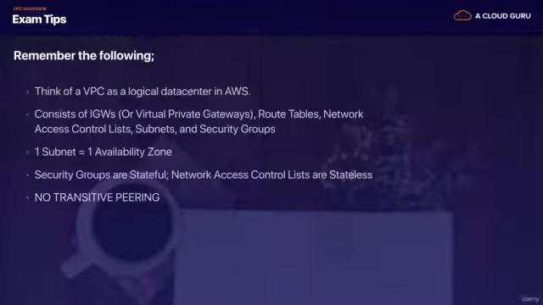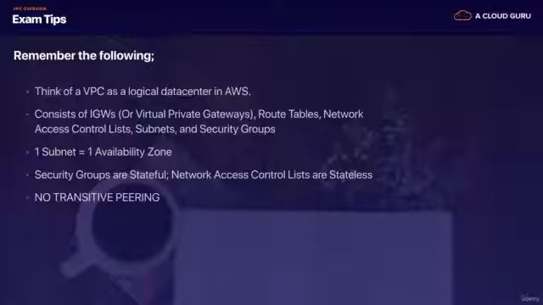I want you to think of VPCs as a logical data center in AWS. It consists of IGWs, so internet gateways, or virtual private gateways for VPNs, and then route tables, network access control lists, subnets, and then security groups. One subnet always equals one availability zone, so 10.0.1.0 will be in US East 1A, for example. 10.0.2.0 might be in US East 1B, etc.